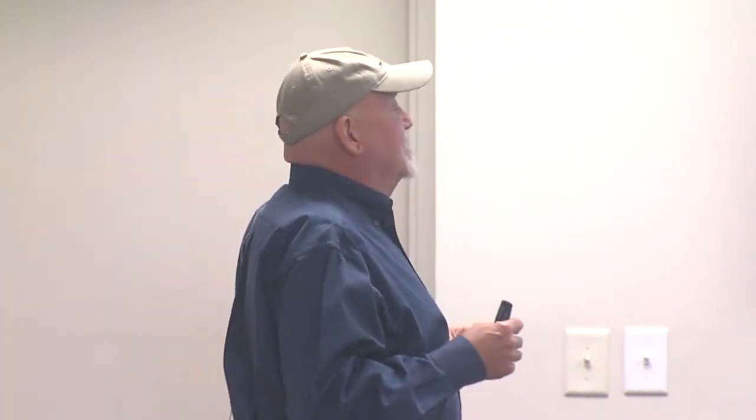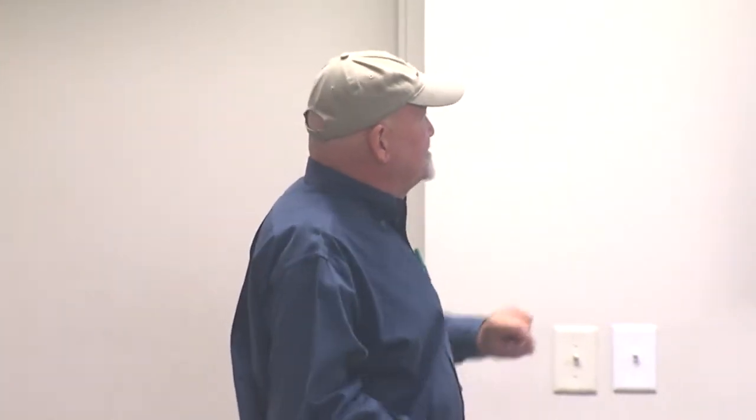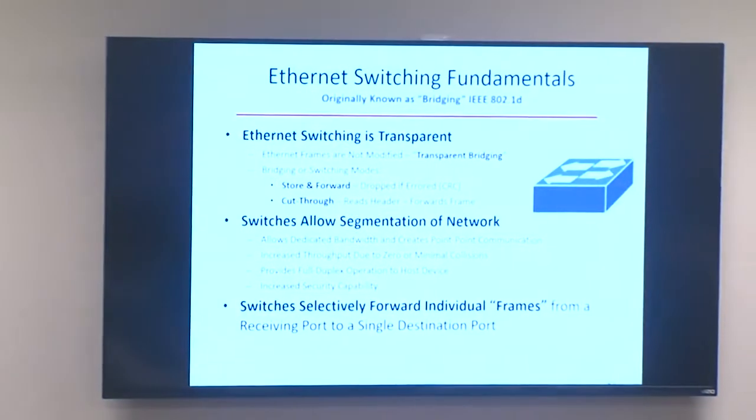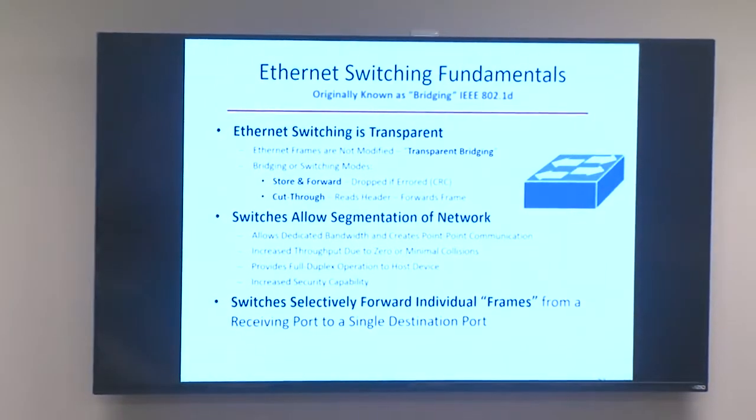If a frame is errored, we've already talked about what happens there. It's dropped. Well, that's not modifying it. That's getting rid of it, right? So the contents are not really changed. Well, not quite so true. We'll talk about that situation where they are. But they are transparent. There are two types of modes. One is referred to as store and forward. The other is cut through.